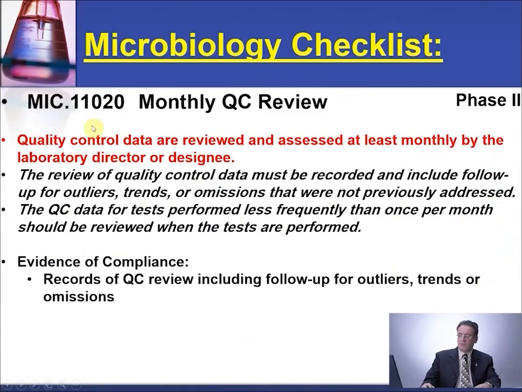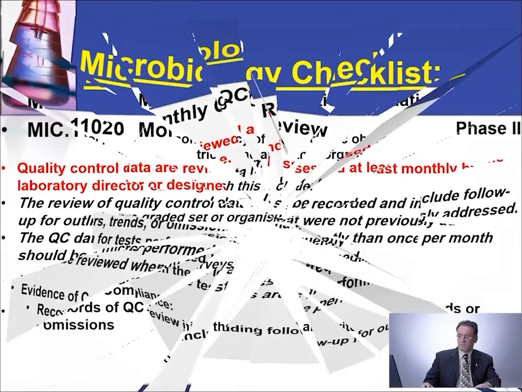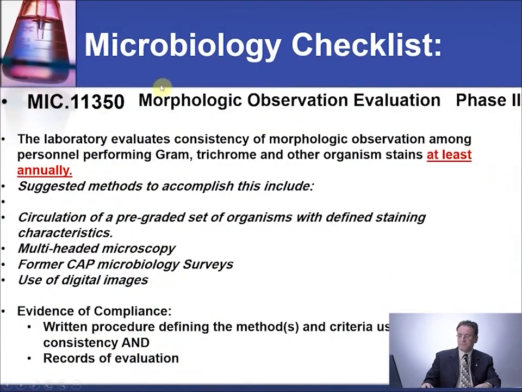In micro 11020, monthly QC review. The QC needs to be reviewed by the medical director or designee. Usually it's a supervisor or a senior, but it must be delegated. The medical director must delegate in writing the review of the QC for the supervisor or the senior.